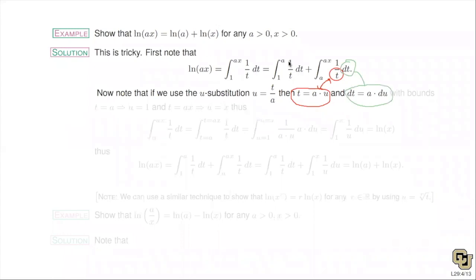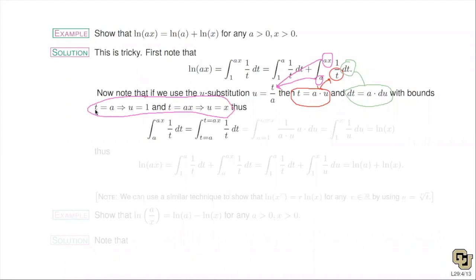And then the final thing I need to do is to convert the bounds. These are in terms of the letter t. I need them to be in terms of the letter u. So I can plug in t equal to a right here. And so when t equals a, u equals 1. And when t equals ax, u equals ax over a, or just x. And so I've written that down right here, the change of boundary.